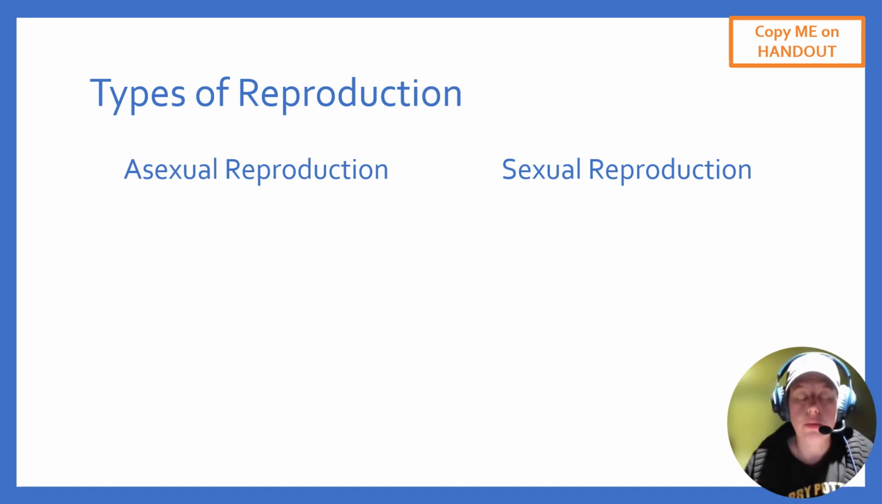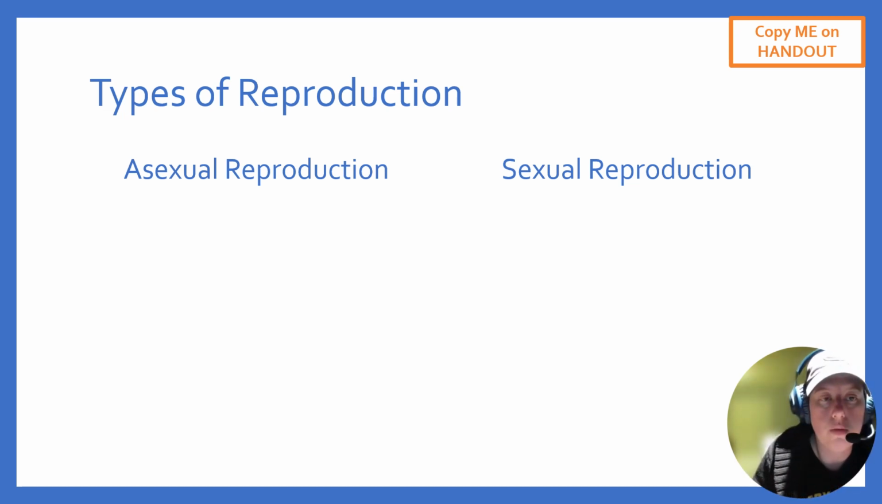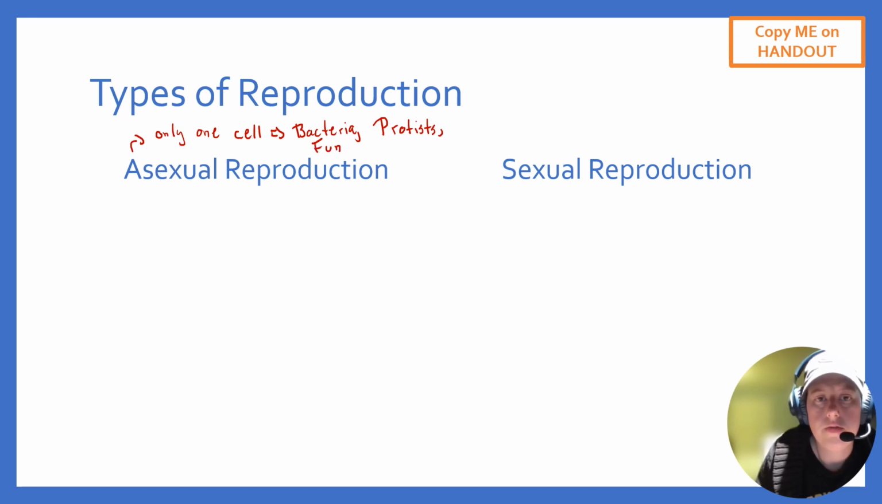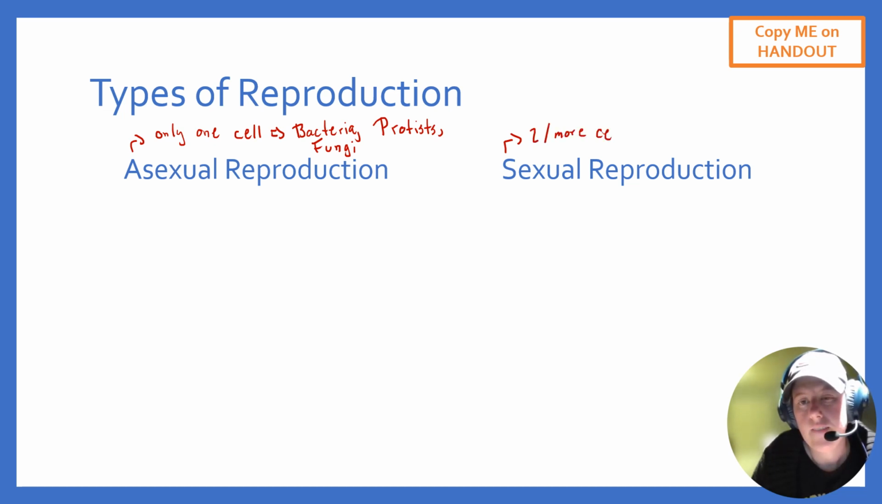So we have 2 types of reproduction. Asexual reproduction is usually done by organisms that are only one cell, and those are pretty much things that are bacteria, protists, and some fungi. Sexual reproduction is done by organisms that are more complex, so 2 or more cells, which are pretty much going to be plants and animals.